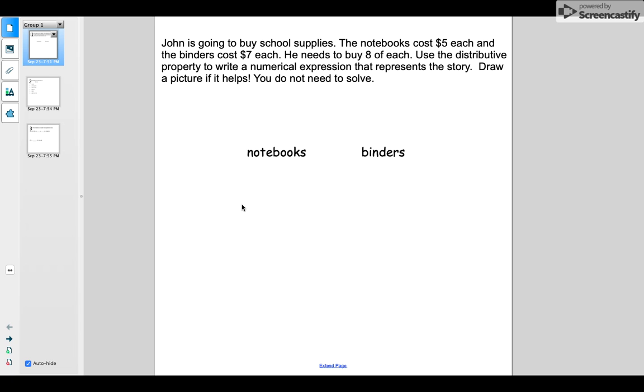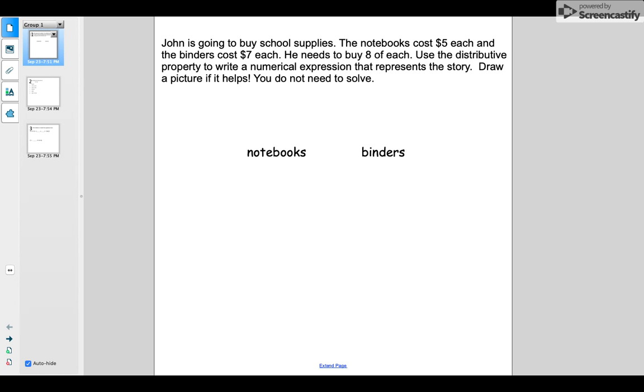In this problem, John is going to buy school supplies. Notebooks cost $5 each, and the binders cost $7 each. He needs to buy 8 of each of them. Use a distributive property to write a numerical expression that represents the story.